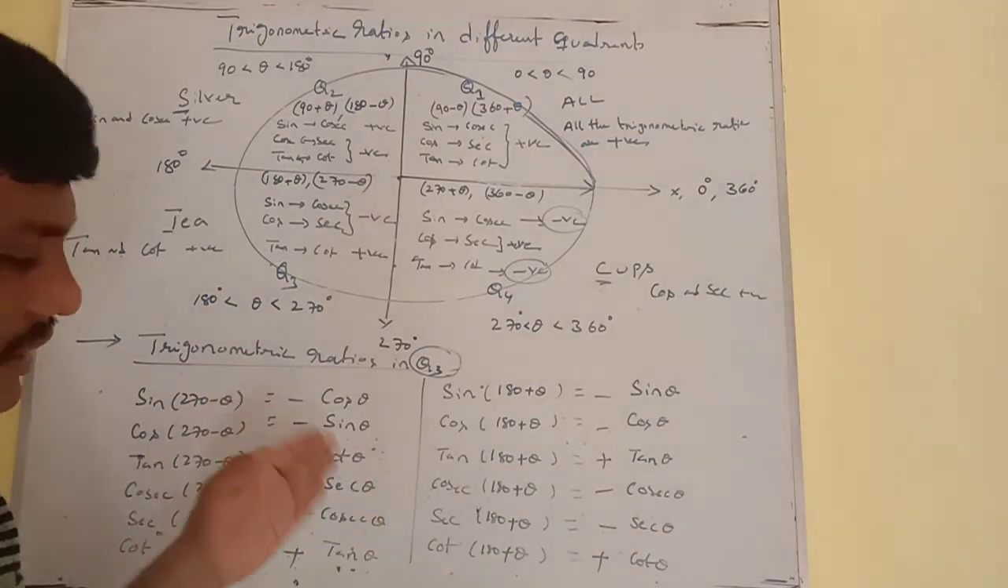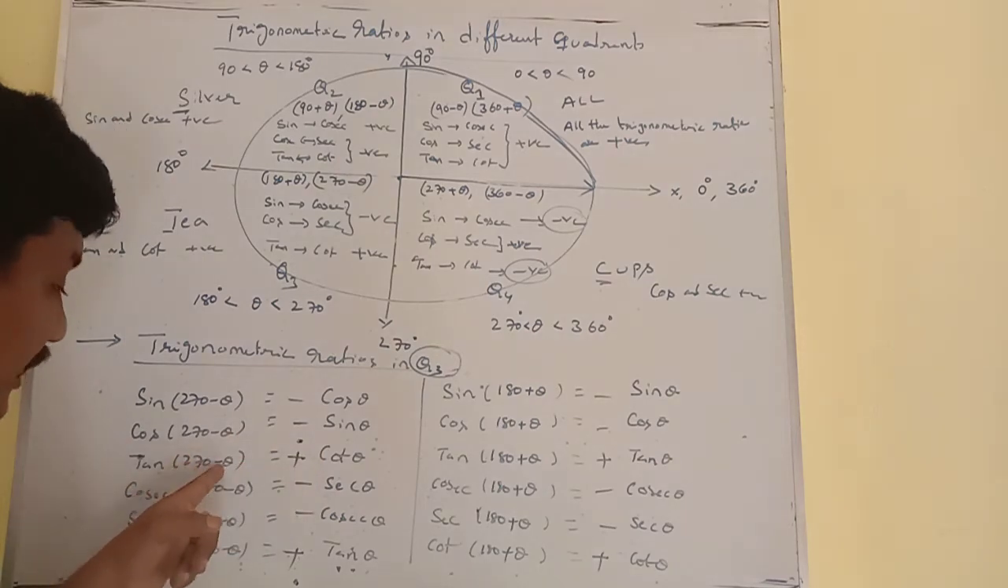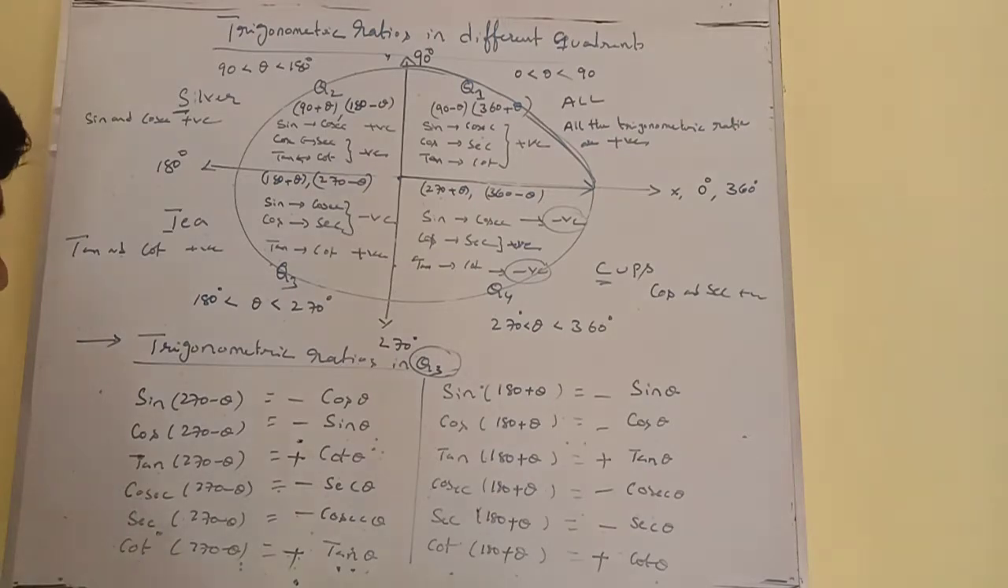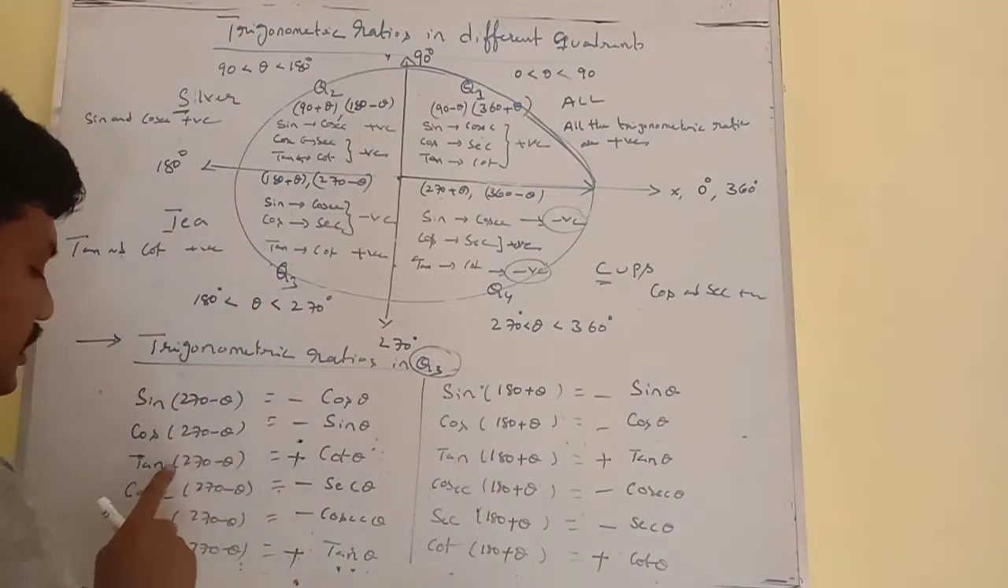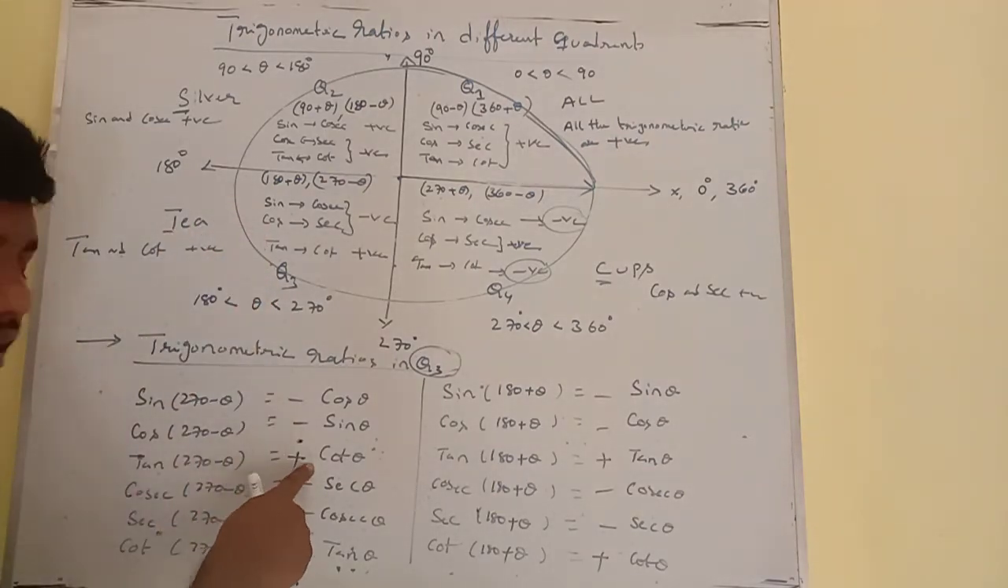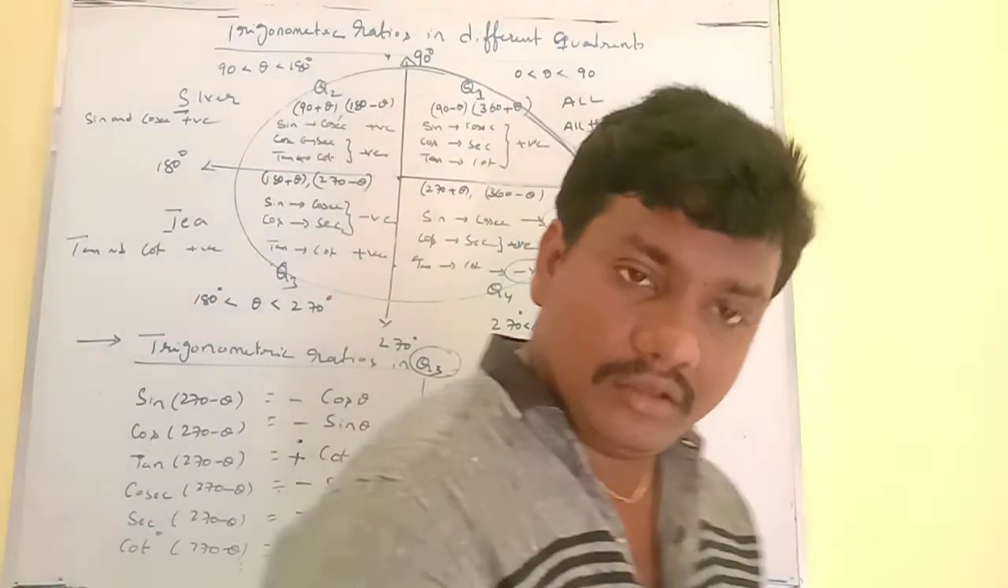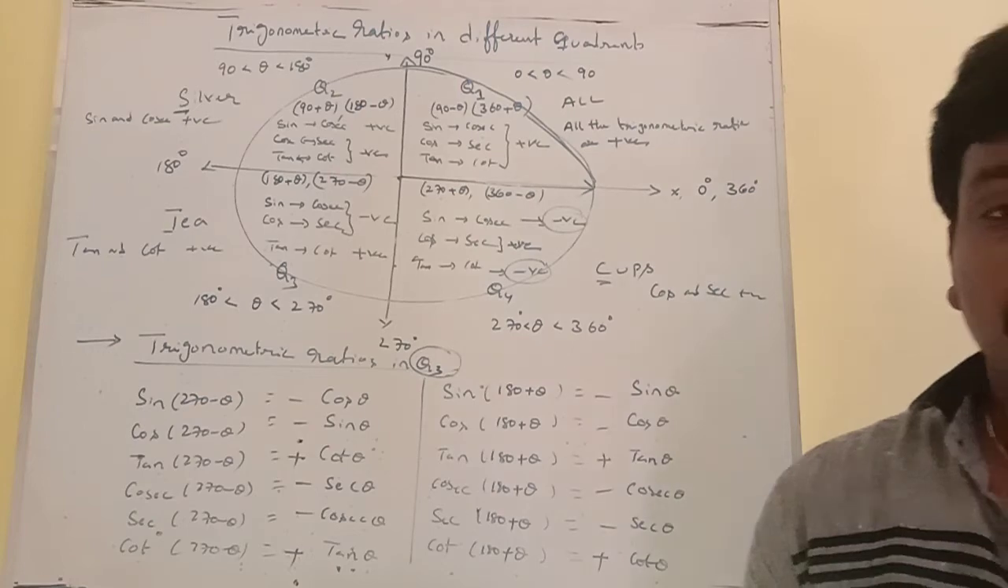Why is it plus cot theta? In tan 270 minus theta, the angle belongs to the third quadrant. In this third quadrant, tan is positive. That's the reason why tan will give a positive answer, then positive cot theta. So like that we can write third quadrant trigonometric ratios.